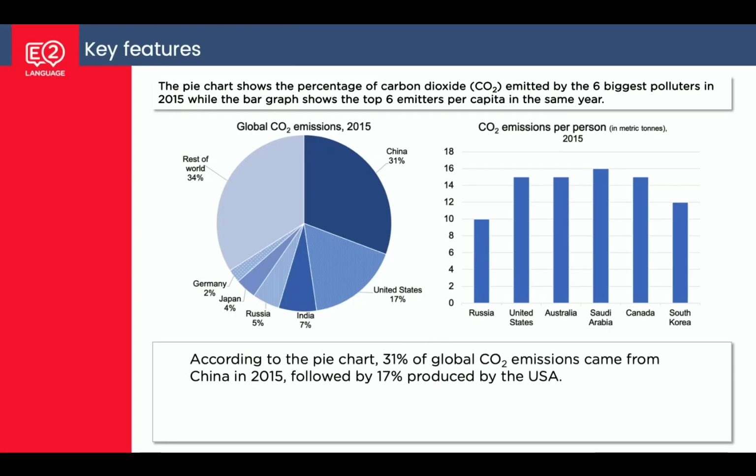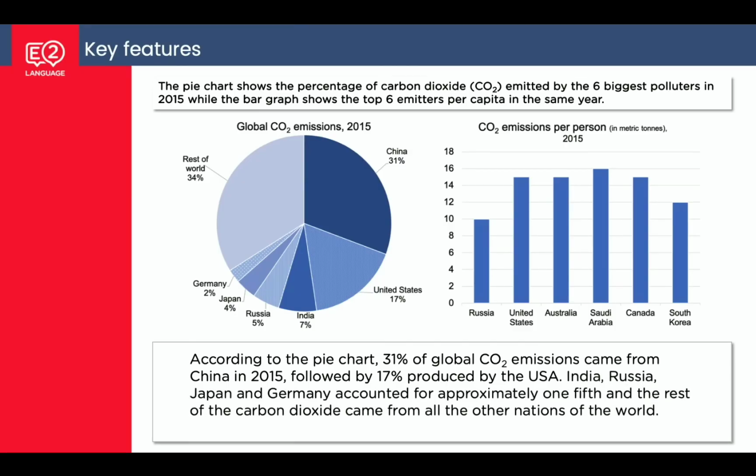Here we go. According to the pie chart, 31% of the global CO2 emissions came from China in 2015, followed by 17% produced by the USA. India, Russia, Japan and Germany accounted for approximately 1/5, and the rest of the carbon dioxide came from all the other nations of the world. And that's it for the pie chart. I've got some data in there, 31%, 17%. I've given a fraction, 1/5. So there's no need to mention every single piece of data, but you do need some data.